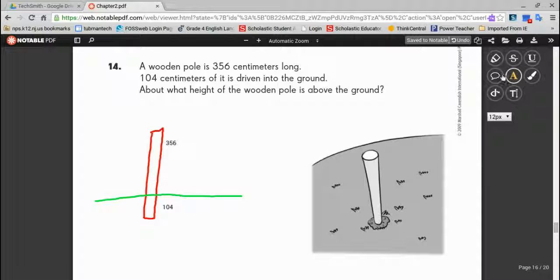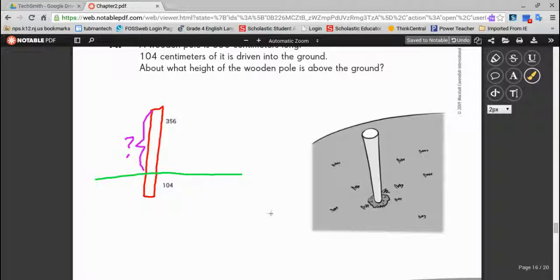So what's the height of the wooden pole that's above ground? So I'm looking for the height that is above ground, right over here. Let's put a question mark. Okay? So go ahead, solve this. Good luck, and we're done with this page once you finish.